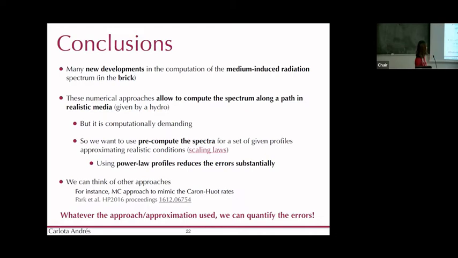Well, the summary is we have advanced a lot in the computation of the medium-induced spectrum, and we have very accurate methods in a static way. But if we want to move to an evolving medium, we have to find some ways of doing it without spoiling all our new precision. And the point is that whatever approach we use to do that, we can now quantify the errors, and that's good.